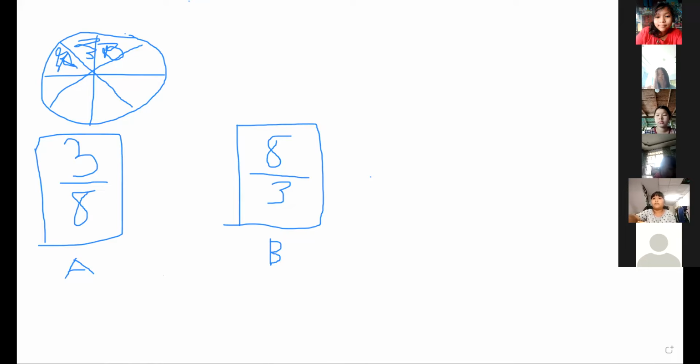Kwan Kao, open your mic. Tell me something about fraction A and fraction B. Kan said 3 over 8 in A and 8 over 3 in B. They are not the same. And Kan said letter B is not a real fraction. Kwan Kao, can you tell me something about that part?